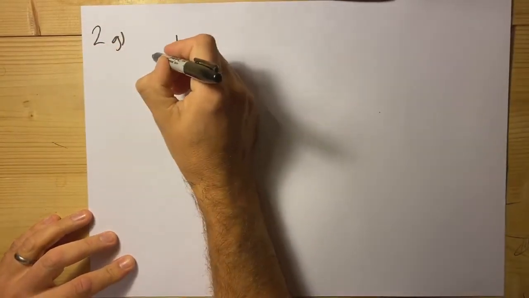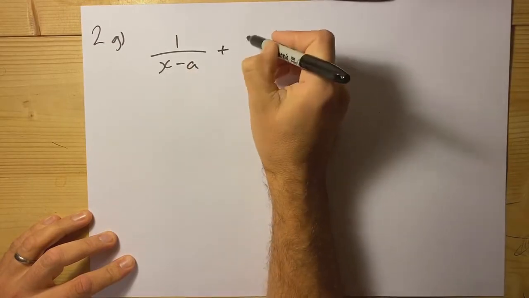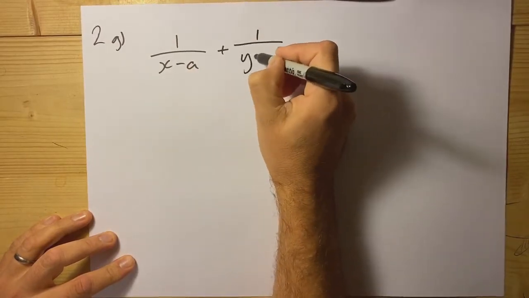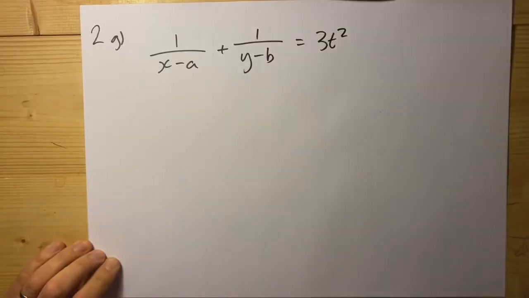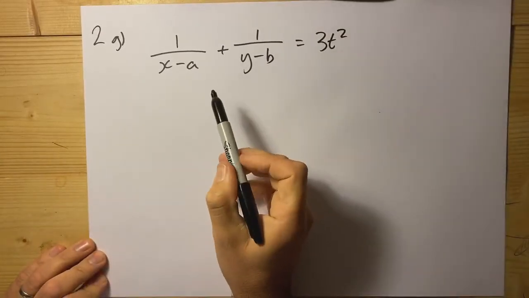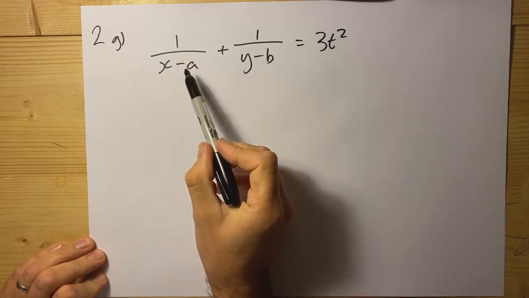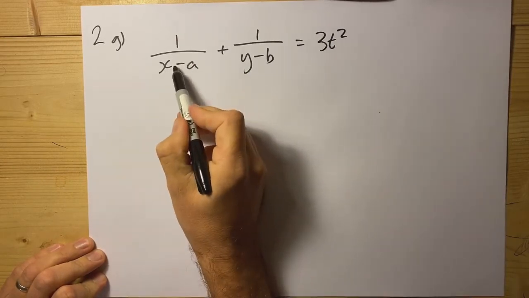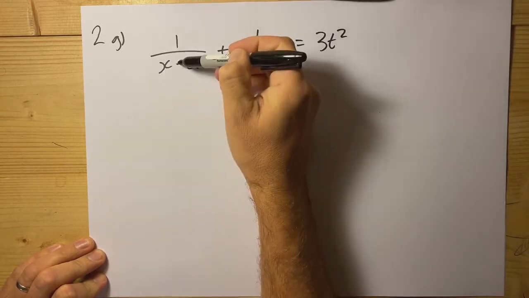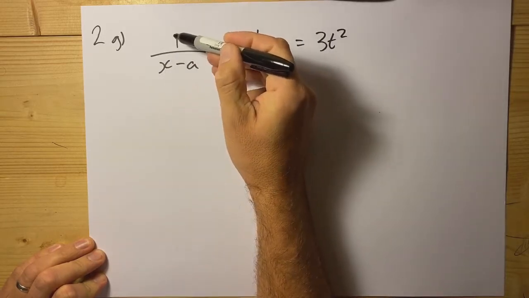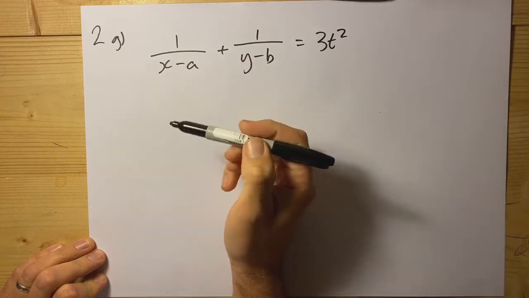So this one looks kind of complicated. 1 over x minus a plus 1 over y minus b equals 3t squared. Okay, so this looks complicated, but let's think about what we need to do in total. We need to get this term by itself, then we need to get the x term up at the top, and then we need to deal with the fact that it's x minus a. So it's like 3 steps here.